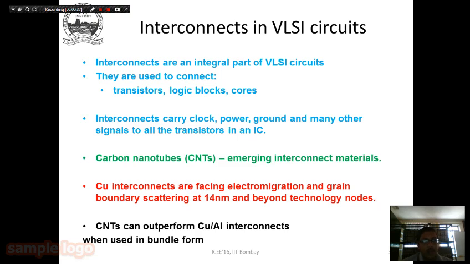Interconnects in VLSI circuits. Interconnects are an integral part of VLSI circuits. They are used to connect the transistors, various logic blocks, and cores in an IC. Interconnects carry clock, power, ground, and many other signals to all the transistors in an IC.